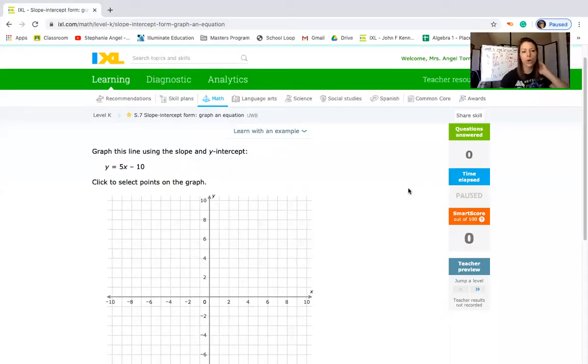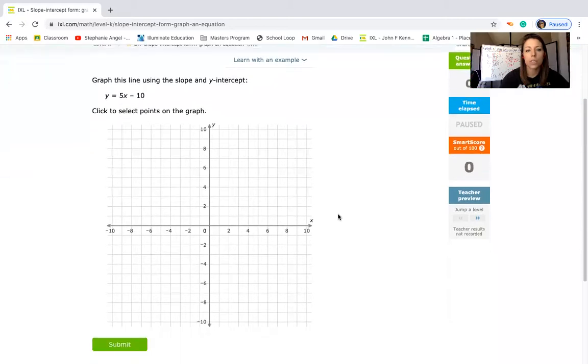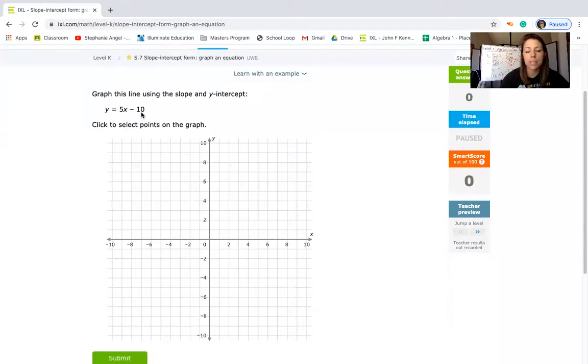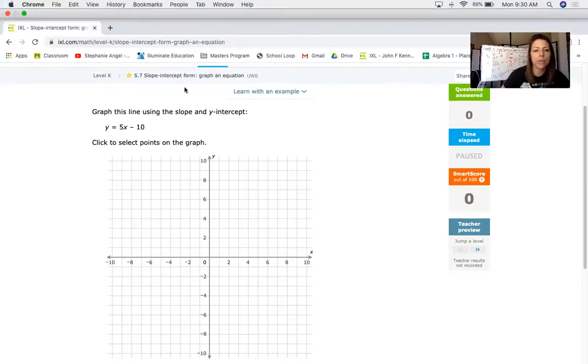Okay, this IXL code is UWB, Slope-Intercept Form, Graph, and Equation. For this code, we're just going to go through some examples. It's a little bit different with IXL because you don't need to calculate all different points. You just need to calculate one. So I'm going to go through this very similarly to what we did before.